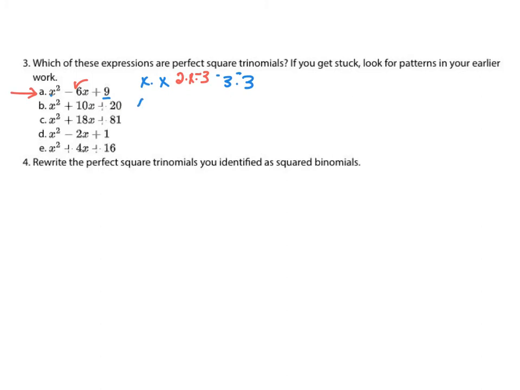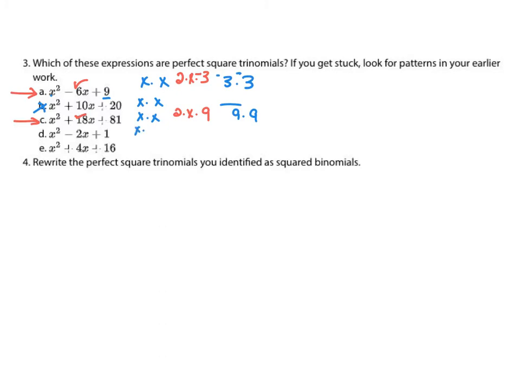Okay, the first term is x times x. The last term is not a perfect square. 20 is not a perfect square. So that doesn't work. Next, I have x times x and 9 times 9. In the middle, 2 times x times 9. Is it a positive 18? Yes, it's a positive 18. We are good.